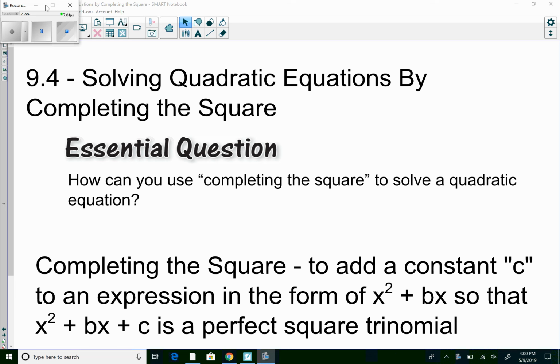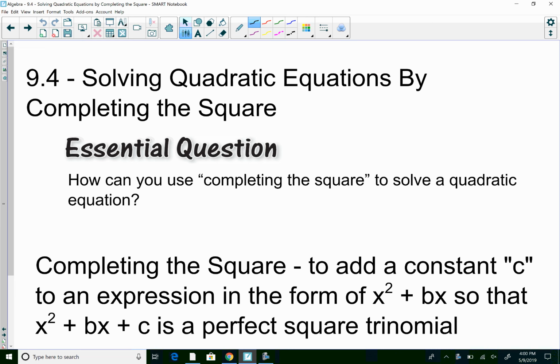Remember, when you're solving quadratic equations, you're really just trying to find where the parabola is crossing. That's what we're looking for, these couple of points right here. So our essential question: how can you use completing the square to solve a quadratic equation?